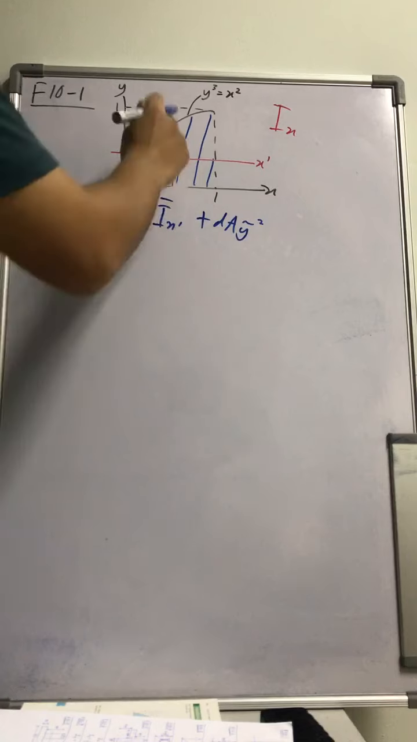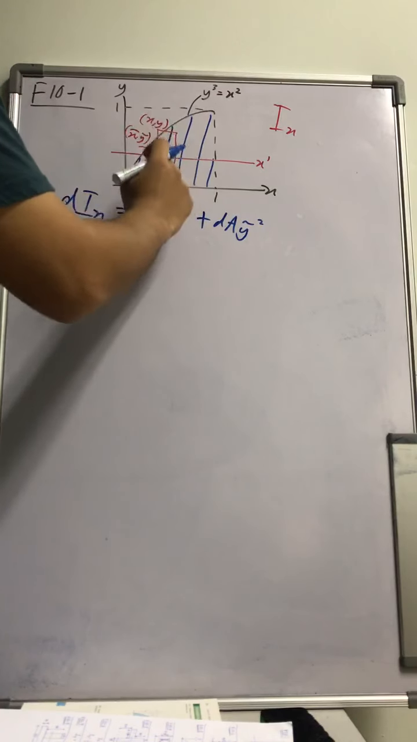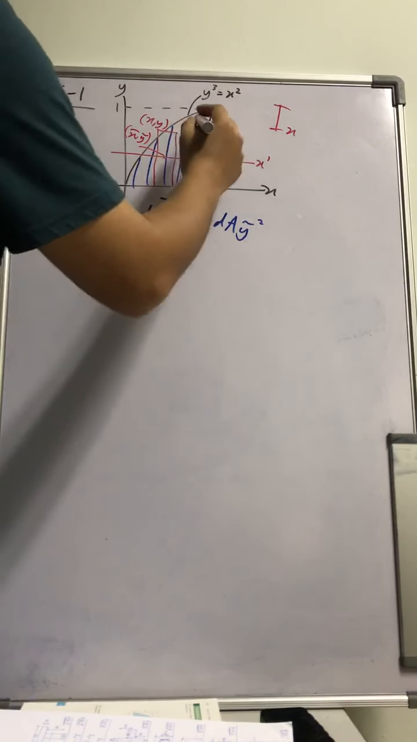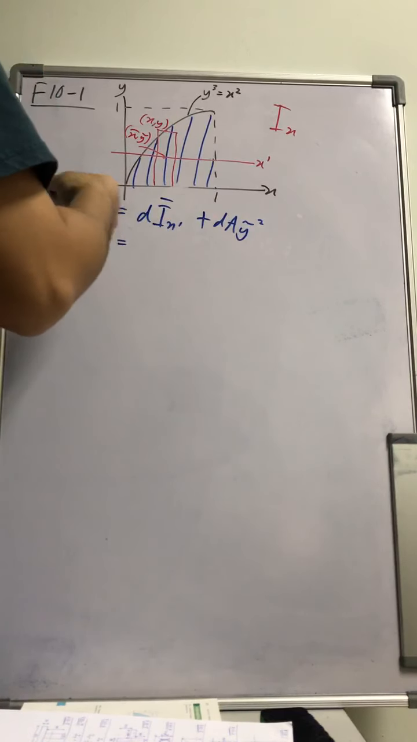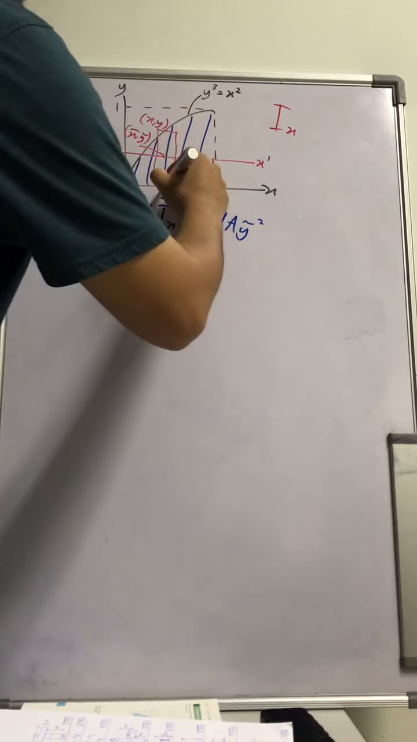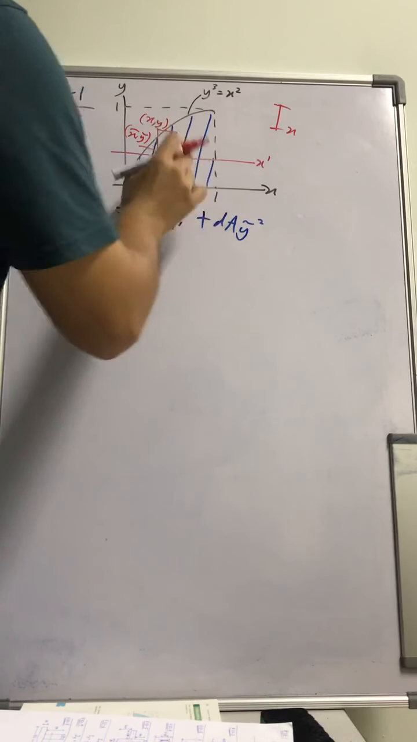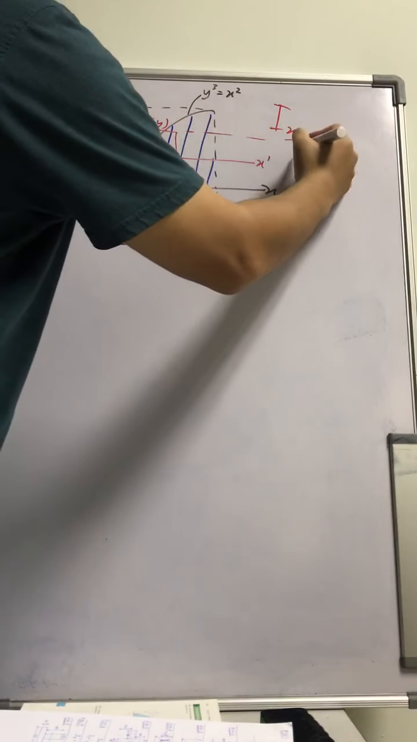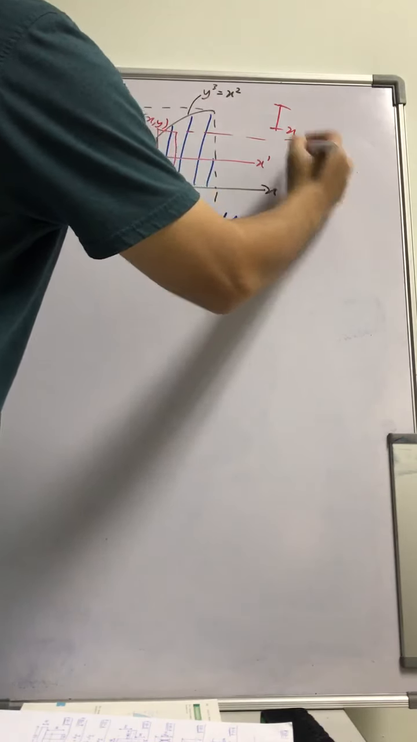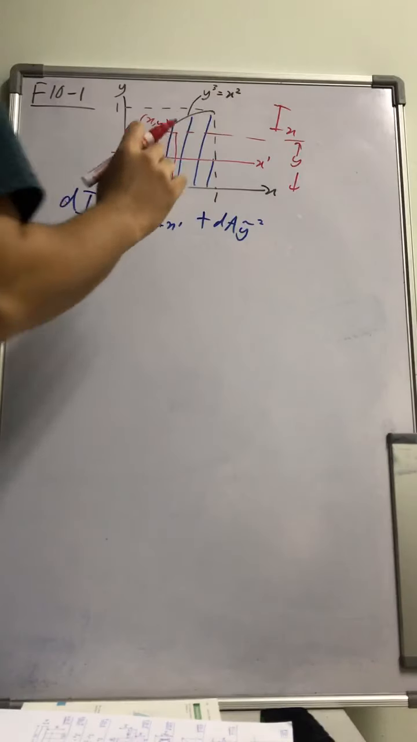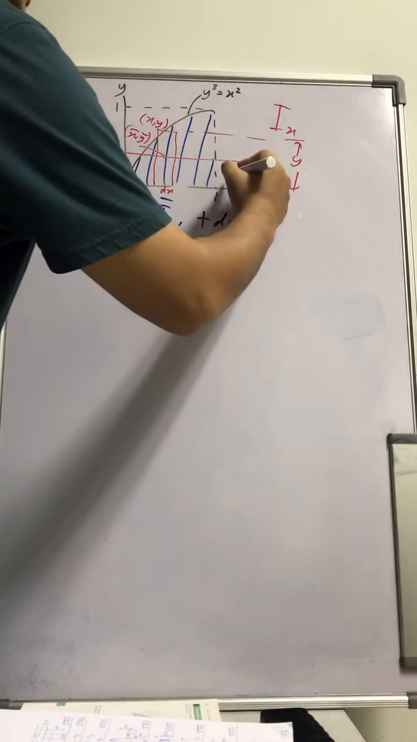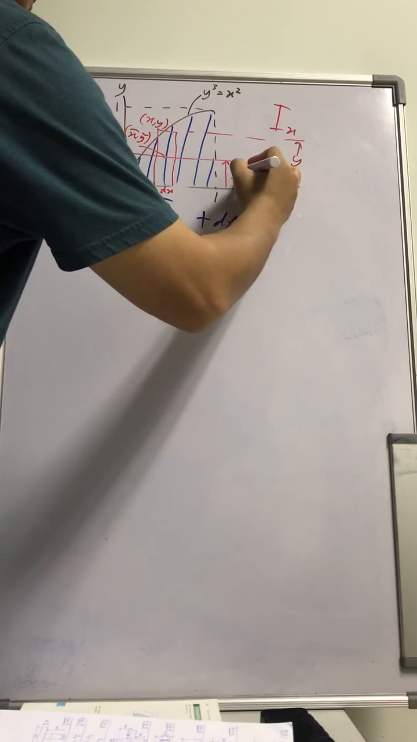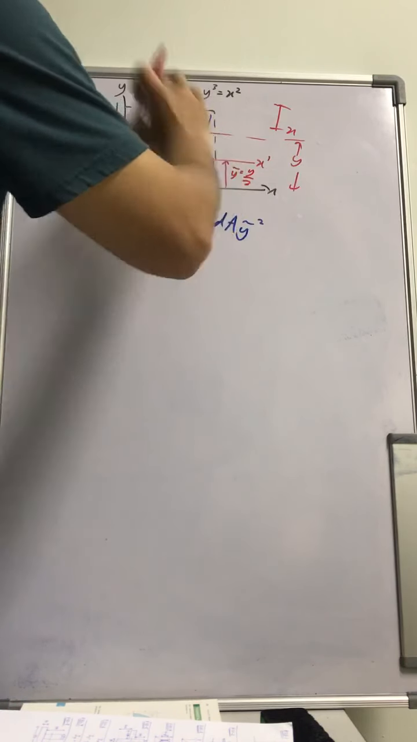Let me explain this first. This is x, and this is y. And this is y tilde, which is y over 2 in this case, half of that.